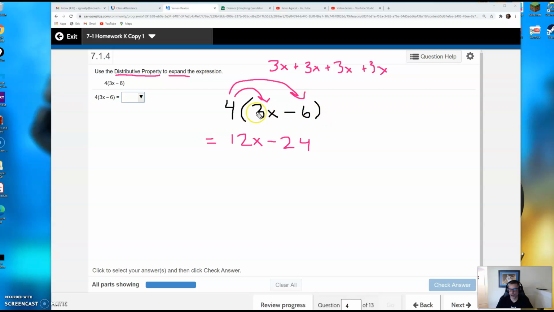So this black expression and this pink expression, they're mathematically identical. They're just in different forms, because sometimes one is more useful than the other. So I look at my choices here. 12x minus 24 is right there.